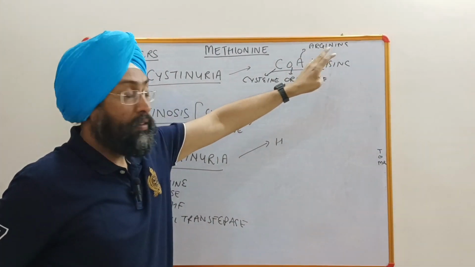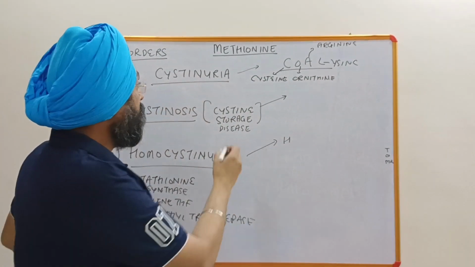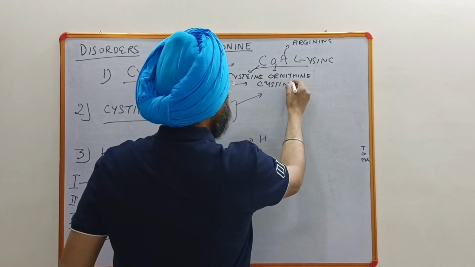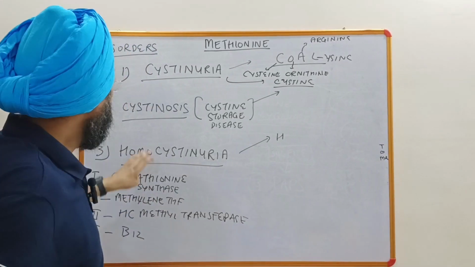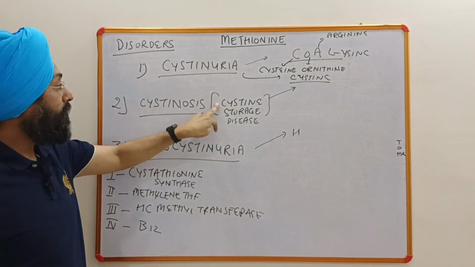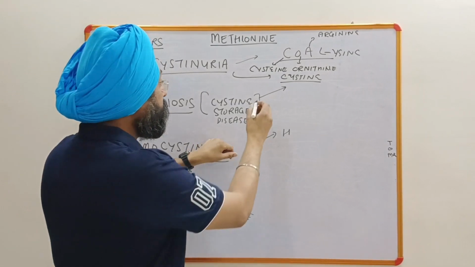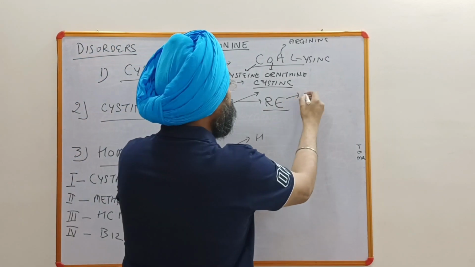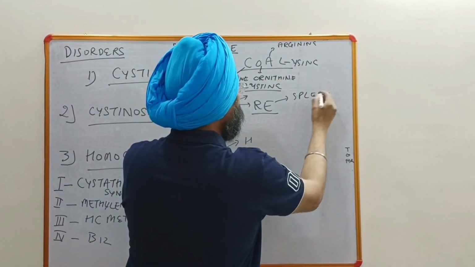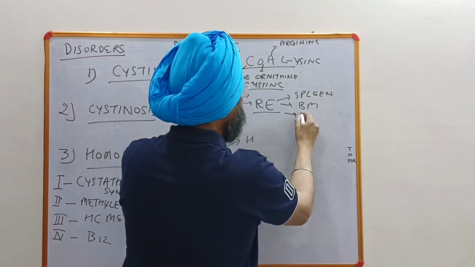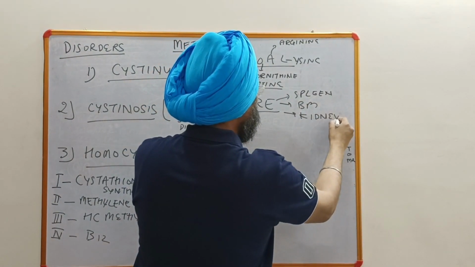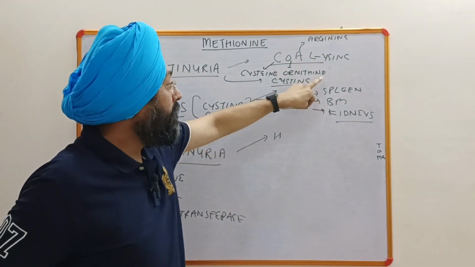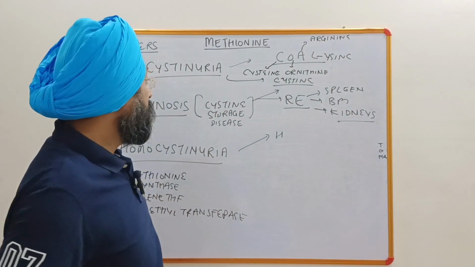So due to the defect of this absorption, the disorder is cystinuria, and there is accumulation of cystine stones in this patient. And the second disorder is cystinosis, that is cystine storage disease, and there is accumulation of cystine in the reticuloendothelial system, in organs like spleen, bone marrow, and kidneys, right?